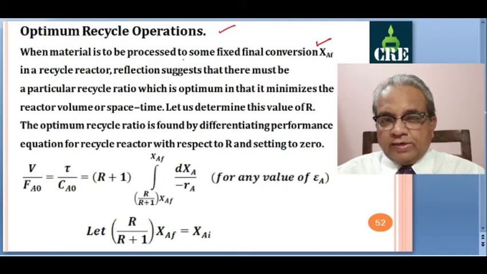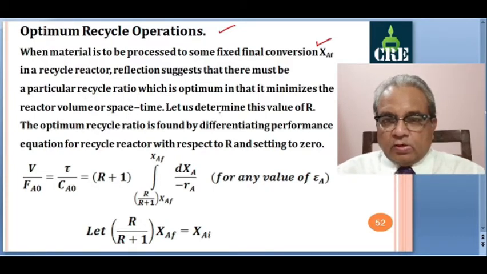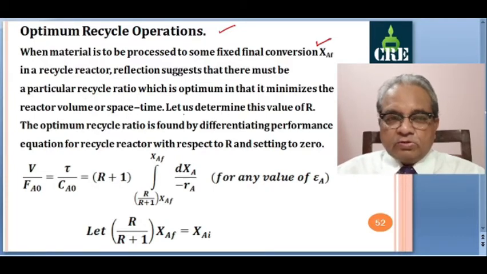At R tending to infinity, very high value of R, it is mixed flow condition, and some particular ratio will minimize these combinations of volume, and that will give you the optimum recycle operation, where it will minimize the reactor volume or the space time. Now we will determine this value of R.